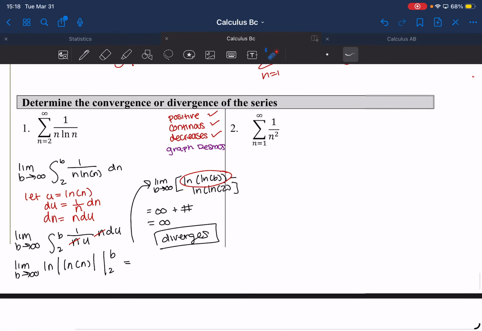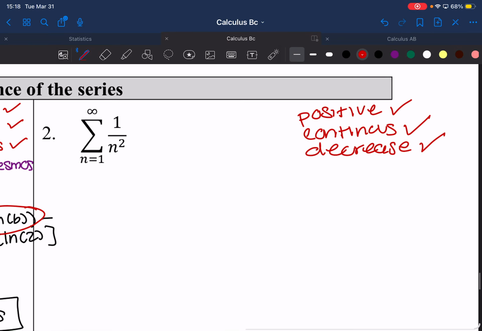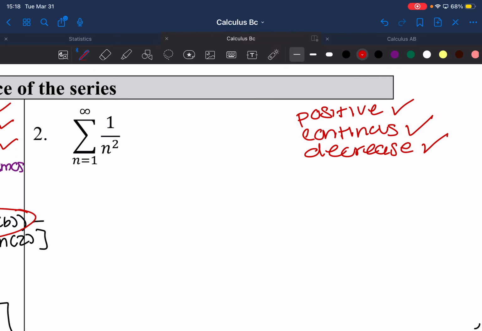Okay, last one, number 2. Okay, same thing. We still have to check if it's positive, which it is, continuous, which it is, and decreases. Again, all true. If you cannot visualize 1 over n squared, then you go to Desmos, you graph it on Desmos, and then you confirm those 3 conditions that way. Okay. So for this, we're going to do the same thing. We're converting this into the limit of an integral.